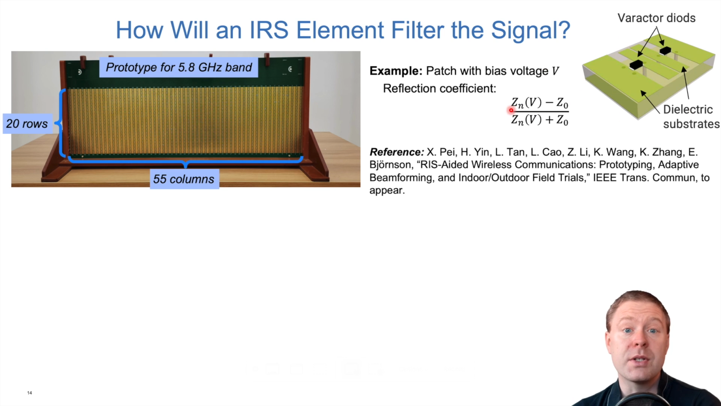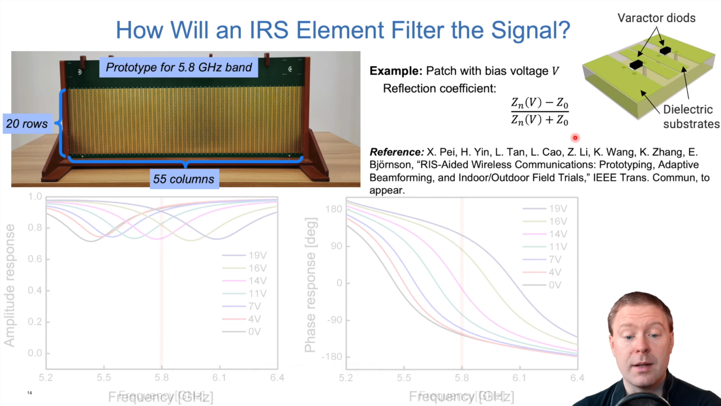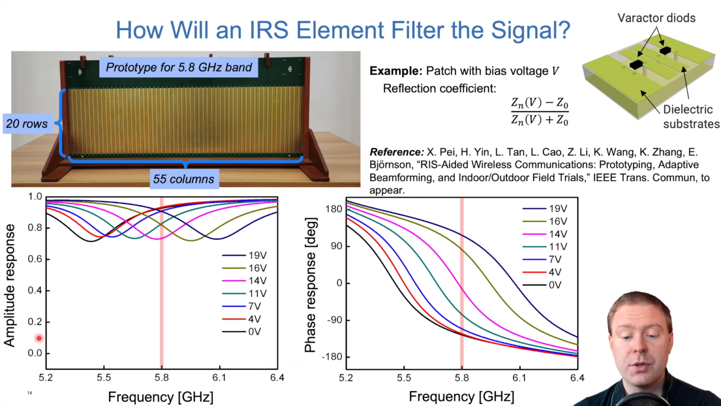The reflection coefficient is computed as the impedance of the element, which is affected by the bias voltage, minus the impedance of the surrounding air, divided by the impedance of the surface plus the impedance of the surrounding air. And this is a complex number in general, and if we are considering the amplitude and the phase of it, well, then we can look at its frequency dependency. And here we are showing what happens with amplitudes and with the phases.